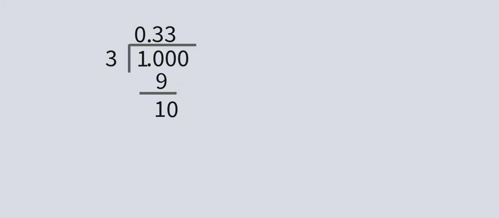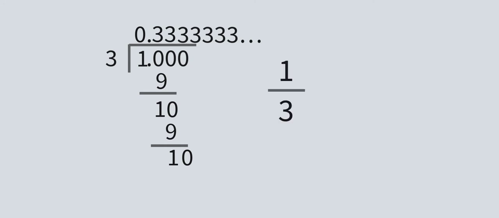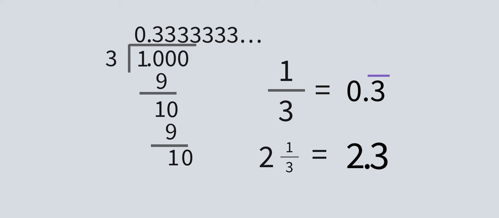And we should start to notice a pattern here. Each time we end up with 1 left over, and we're going to be multiplying by 3. So this is just going to repeat infinitely. And so 1/3 is 0.3 repeating, and therefore 2 1/3 is just 2.3 repeating.